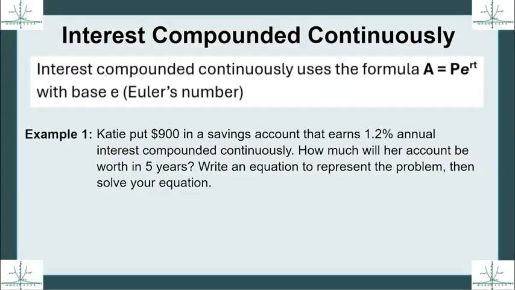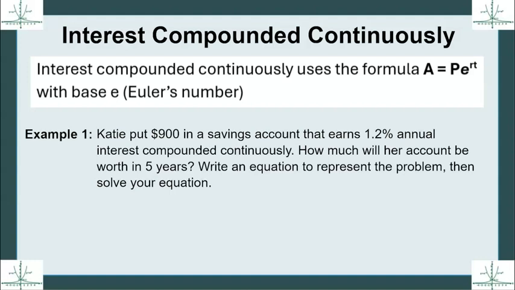In the last part of this video, we're going to look at interest compounded continuously, also known as the PERT formula. So interest compounded continuously uses the formula A equals P times E raised to the RT, with base E, which is Euler's number.